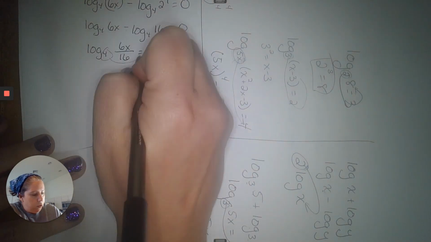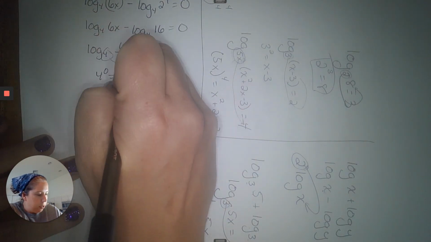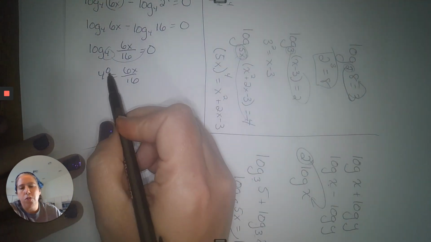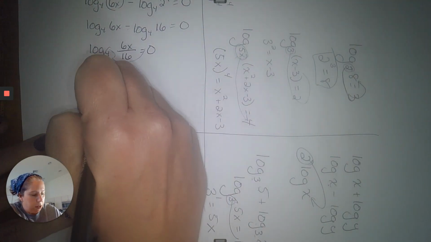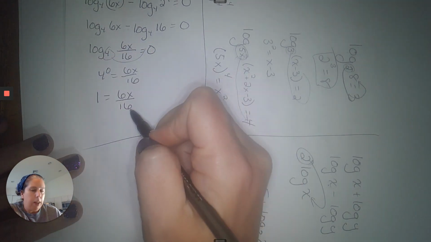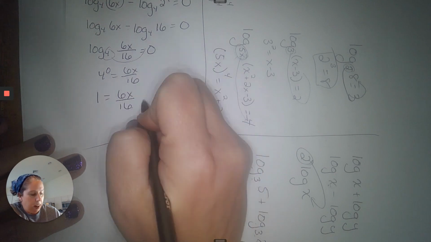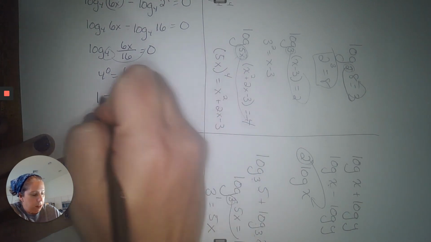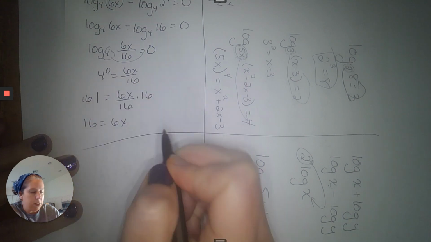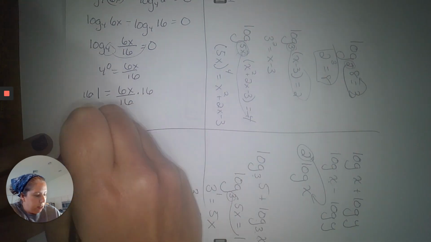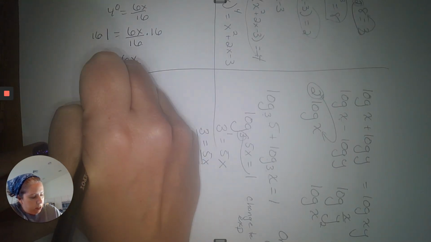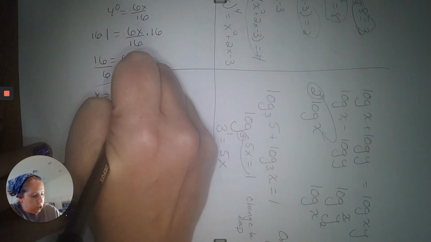Change it. So 4 to the 0 power equals 6x over 16. Be careful, okay? 4 to the 0 power, anything to the 0 power is 1, guys. So that's going to be 1 equals 6x over 16. Okay, so just like before, I got to get the 16 out of here. So you're going to multiply both sides by the denominator. So I got 16 equals 6x. Divide by 6. So you got x equals 16 over 6. Make sure you simplify it.